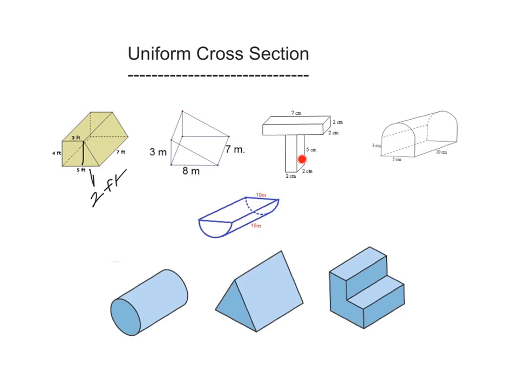So again, this is a uniform cross section, so we can get the area of the two rectangles here. So this one will be 7 by 2, and this one here would be 2 by 5. Remember, this is 5, so this must be 5 as well. So multiply them out, you get the areas of the two rectangles, add them together, you've got the area of the cross section, and then multiply your answer by 2 to get the volume of the object.